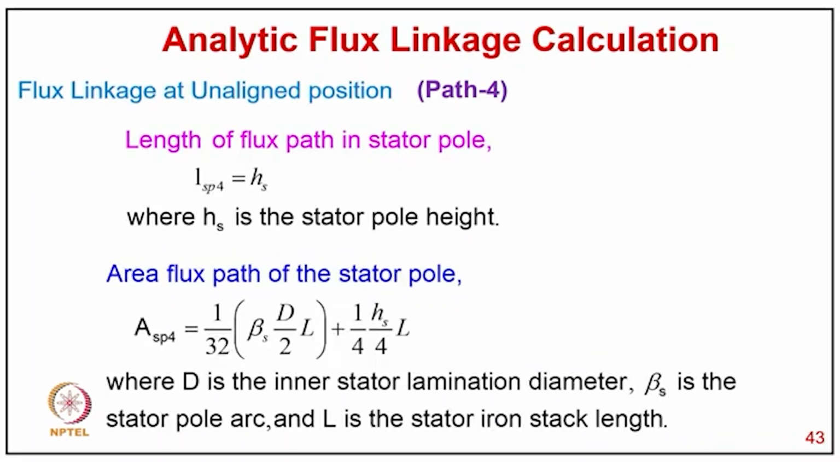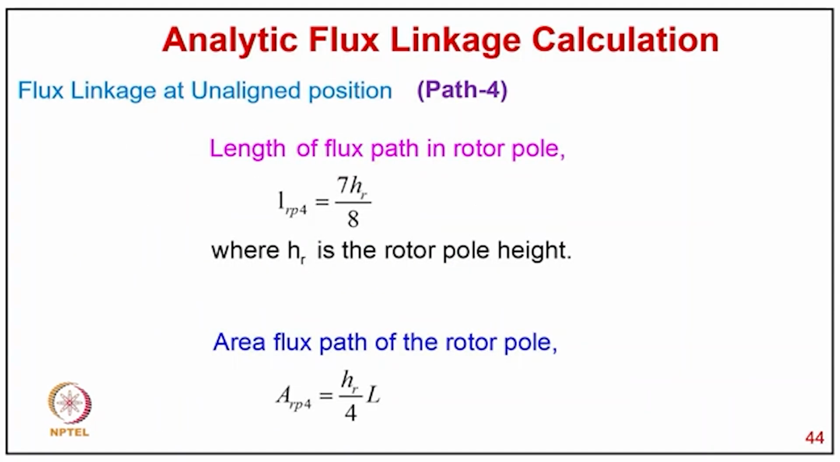Now the length of flux path in stator pole is LSP4 equal to HS, where HS is the stator pole height, and the area of the flux path in stator pole is ASP4 equal to (1/32) beta S (D/2) into L plus (HS/16) into L, where D is the inner stator lamination diameter, beta S is the stator pole arc, and L is the stator iron stack length. Now the length of flux path in rotor pole is LRP4 equal to 7HR/8. HR is the height of rotor pole, and the area of the flux path in rotor pole is ARP4 equal to (HR/4) into L.